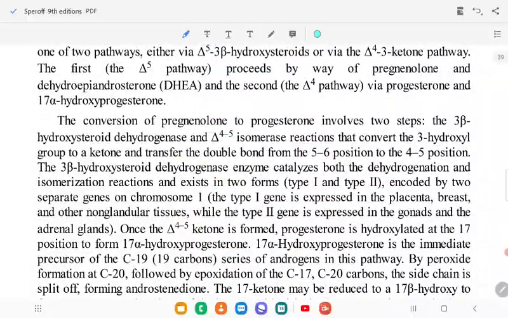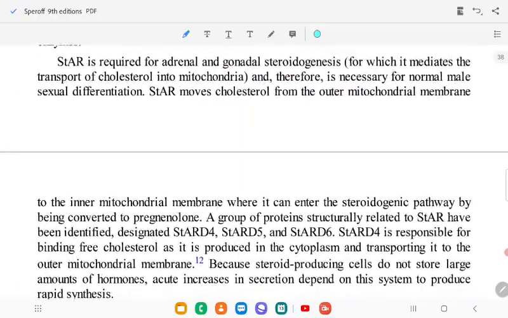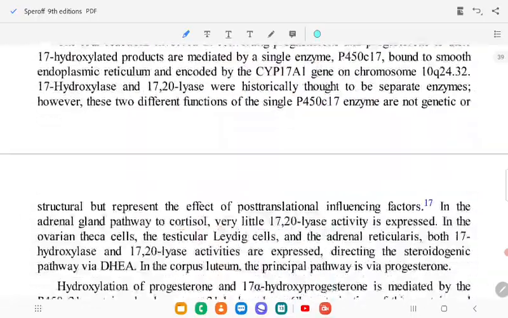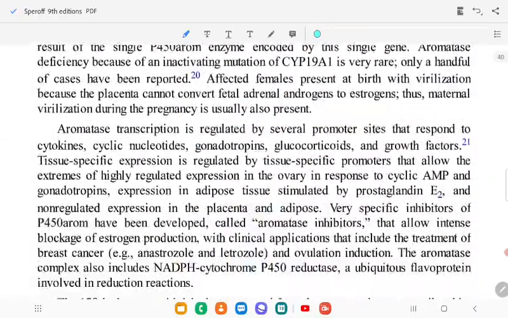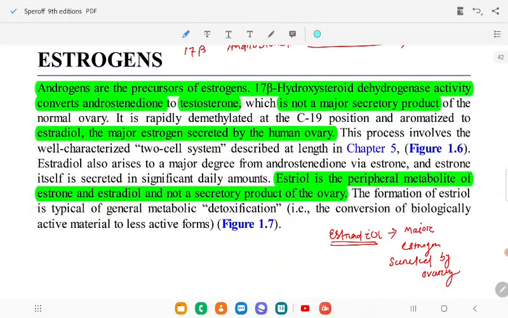These are all these things. The star one. Then we will talk about estrogen, or how the estrogen synthesis is done.